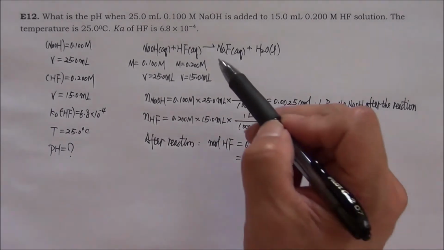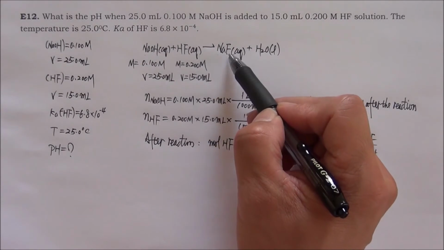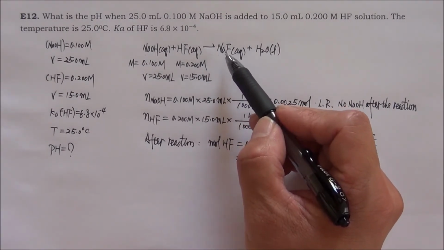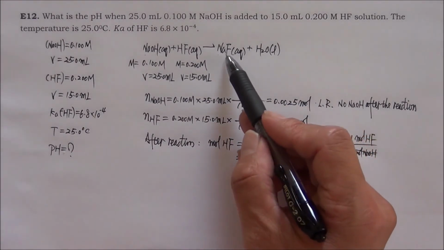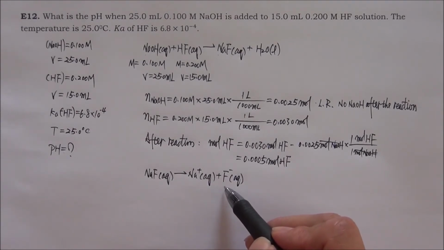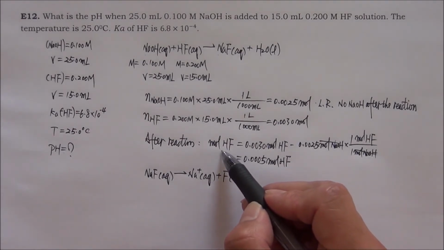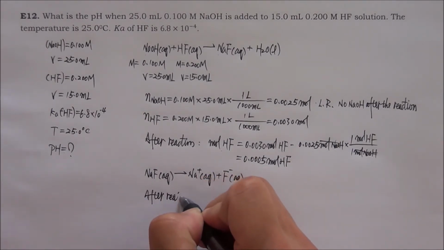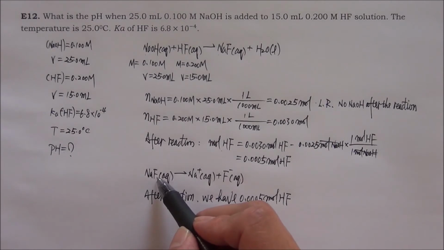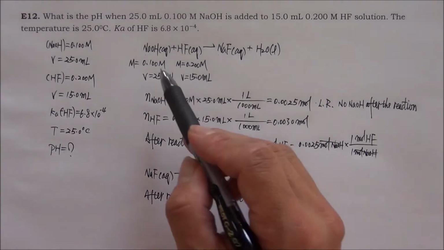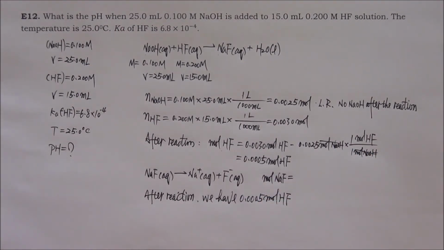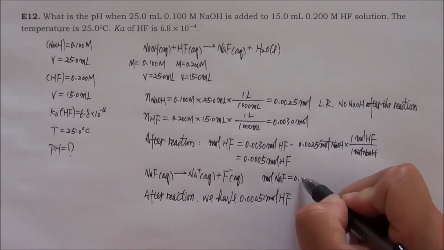From the chemical reaction, we should produce some sodium fluoride. Because sodium fluoride is a strong electrolyte, it will dissociate in water. We can see that fluoride is the conjugate base of hydrofluoric acid. Let's calculate how much sodium fluoride is in the solution after the reaction, according to the balanced chemical equation. Our calculation should be based on the limiting reactant.